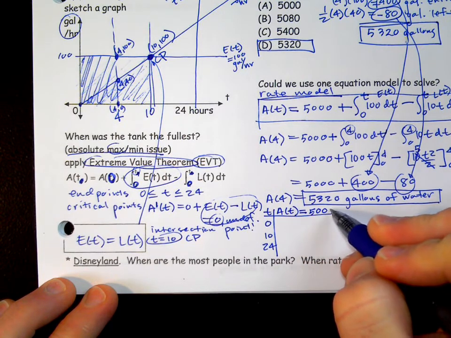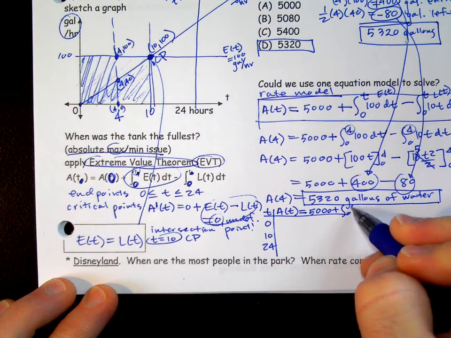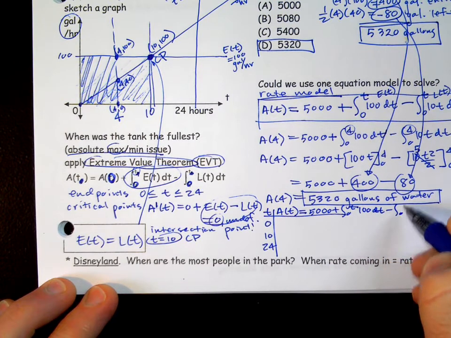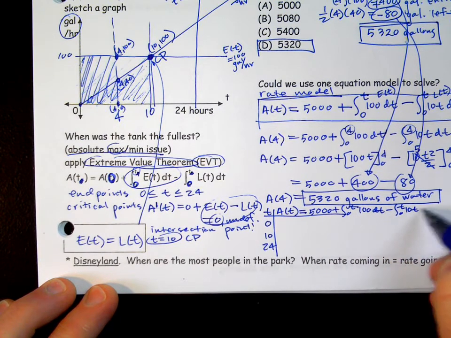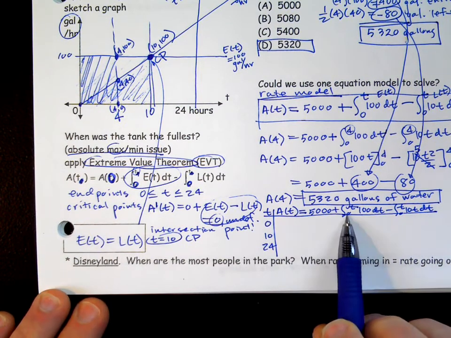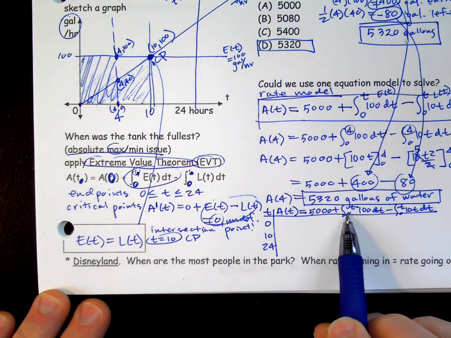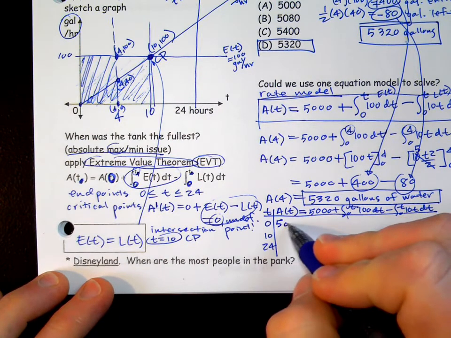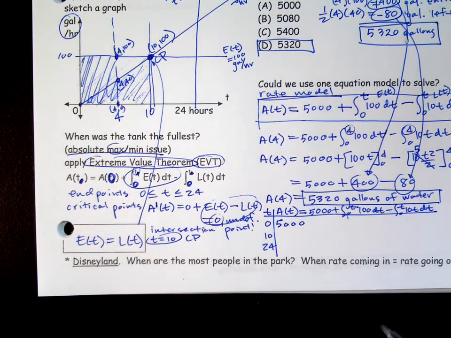So we're plugging them into the 5,000 plus the integral from 0 to t of 100 dt minus the integral from 0 to t of 10t dt. We're plugging them back into there. Now, if you plug 0 in, that's easy because the integral from 0 to 0 of anything is 0, and you get 5,000, which would make sense because that was the initial amount.